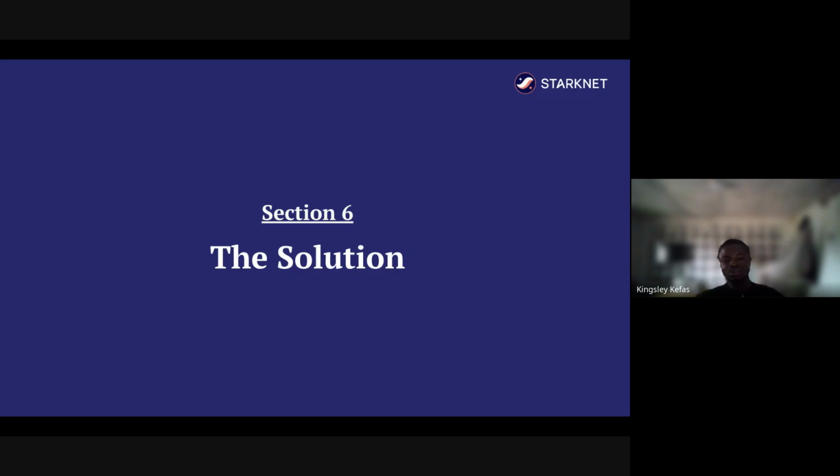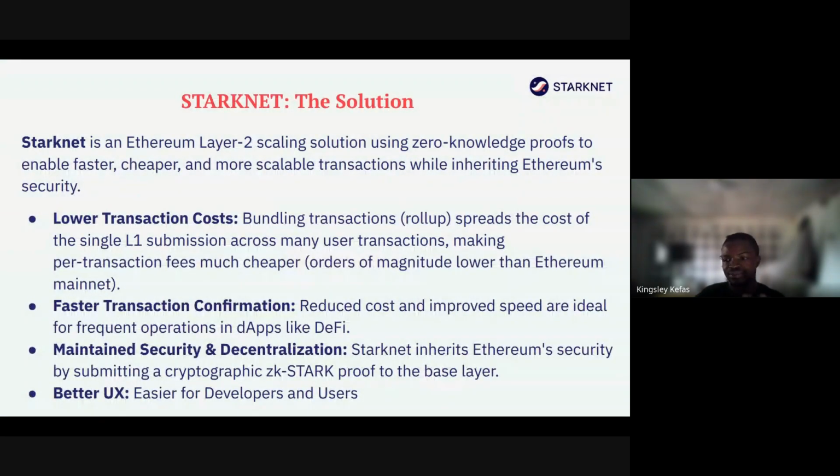Yeah, so let's talk about the solution, right? What is that solution? Sorry, I don't know how to do a drum roll. Yeah, so the solution is Starknet. Yeah, that's the solution. The solution is Starknet.